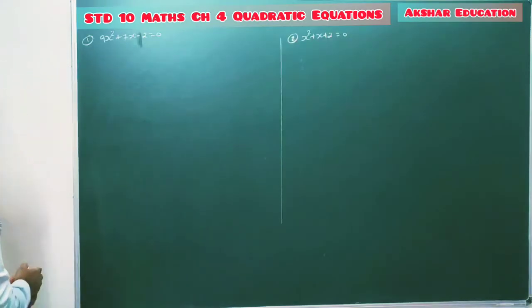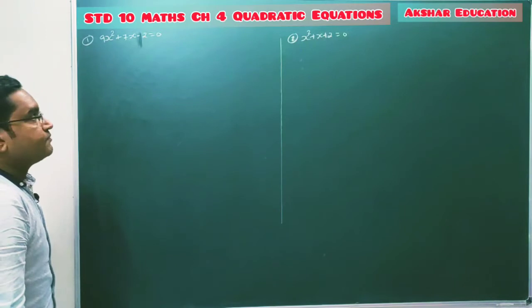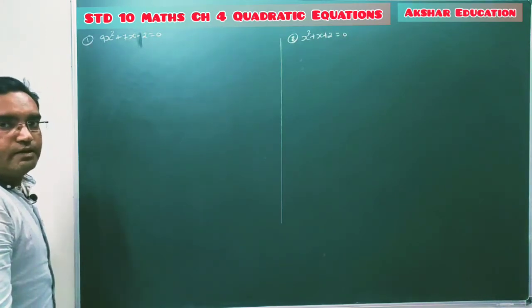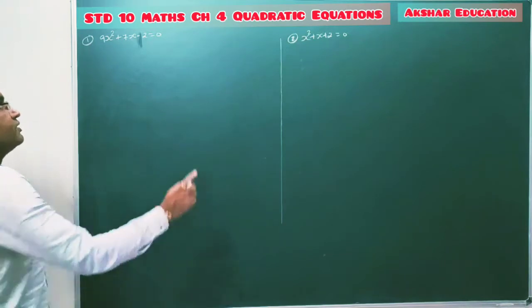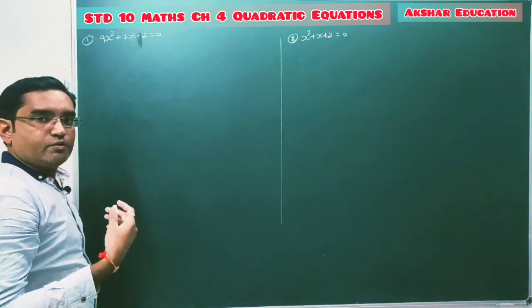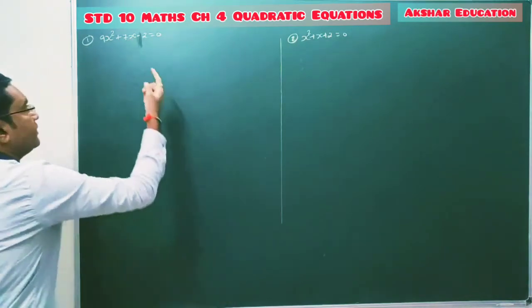Question number 1. The instruction is: determine whether the given quadratic equation has real roots or not. If it has, then find the roots. So first you have to check whether the given quadratic equation has real roots or not. Real roots exist or not. And if the real roots exist, you have to find the real roots.